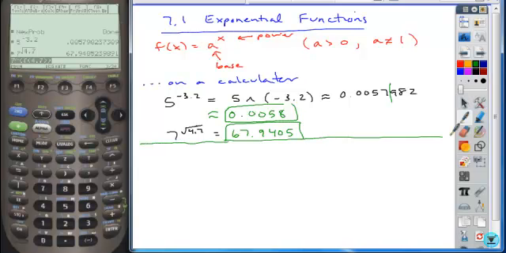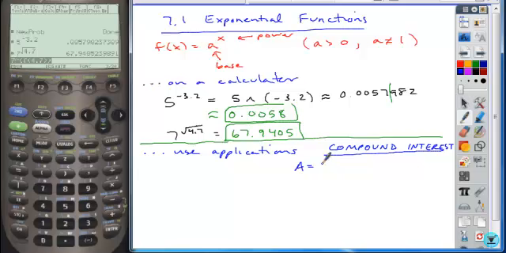Okay, so that's one of the things that you're going to need to be able to do in this section with exponents: evaluate them on a calculator. The other thing is you're going to need to be able to use applications that involve exponential functions. Okay, and so the main one that we're going to look at is going to be compound interest. And compound interest looks like the following.